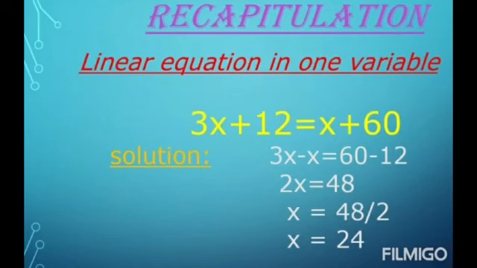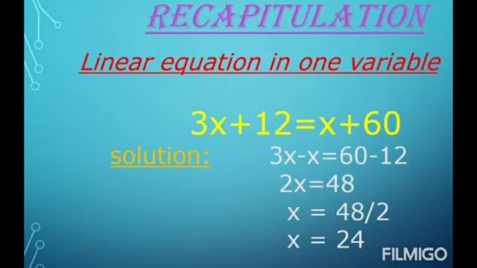Let's start with a quick recapitulation. In this 3x plus 12 is equal to x plus 60, we are using two algebraic expressions, 3x plus 12 and x plus 60, combined with an equal sign. So this becomes an equation, right? Here we are using only one variable, that is x, having the highest power, that is, degree 1. So it is also called a linear equation in one variable.